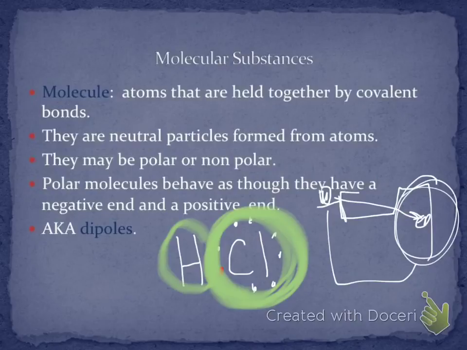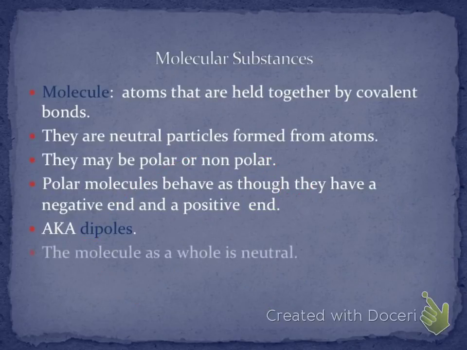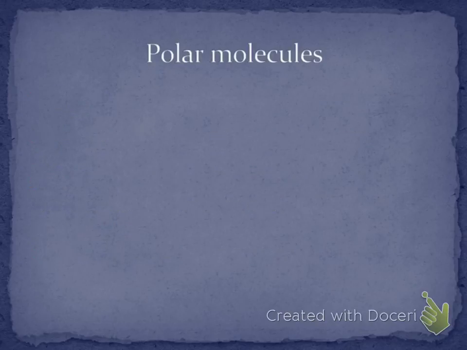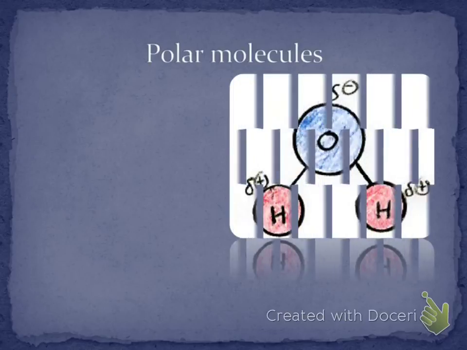That makes chlorine feel like it has an extra electron, and it's going to give it a partial negative charge. Hydrogen feels the loss of that electron, and it's going to pick up a partial positive charge. So now we've got 2 poles, one here and one here, and this molecule behaves like it has these oppositely charged ends. The molecule as a whole is neutral, but that's going to affect the types of substances that polar molecules make.